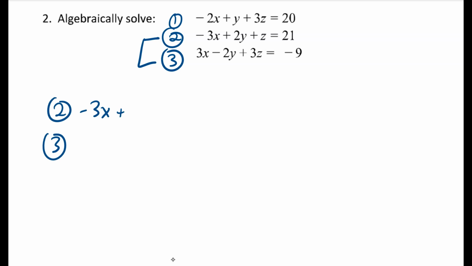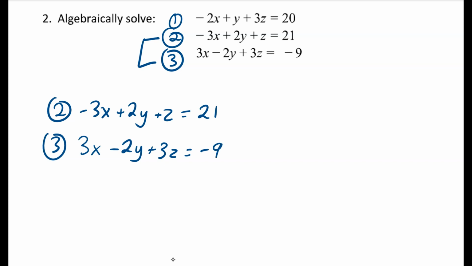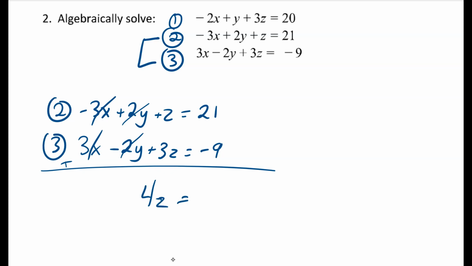And when I add those, something interesting happens in this case, because I'm noticing that my coefficients for my y's will cancel, but it is also the case that my coefficients for my x's will cancel. So when I add those, negative 3x plus 3x is 0x, negative 2y plus 2y is 0, and z plus 3z is 4z. Negative 21 minus 9 is just 12. So when I solve for z here, I end up getting z equals 3.